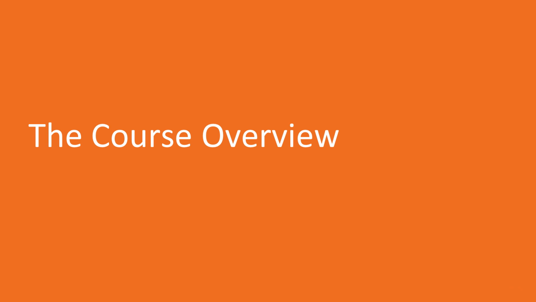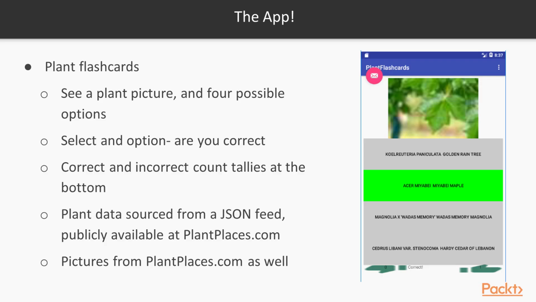So, what are we going to cover in this course? Well, first of all, we're going to cover this Kotlin programming environment by writing a real live Android application. You see a screen capture of it here on the right side of this page. So, this application will show a picture of a plant randomly and then 4 possible options. And then you can select an option and see whether or not you're correct.